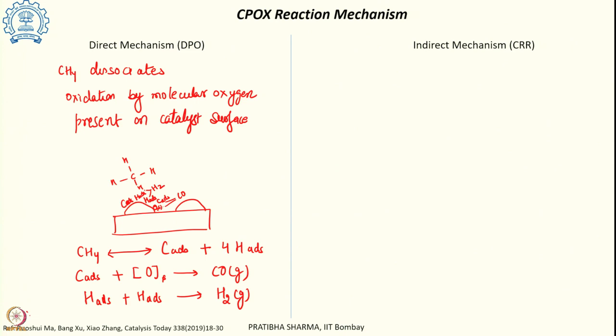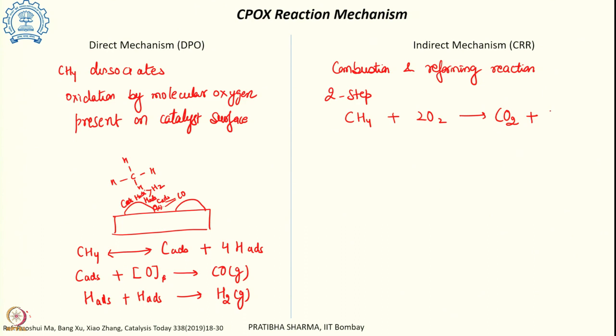This is the direct method of catalytic partial oxidation. The indirect method, which is known as combustion and reforming reaction, is a two-step method. Initially, methane undergoes combustion reaction to produce carbon dioxide and water, then methane undergoes reforming to produce syngas.